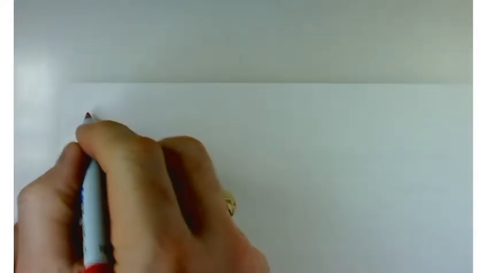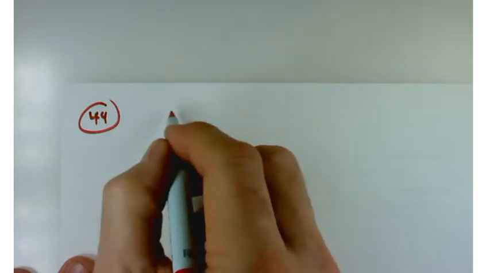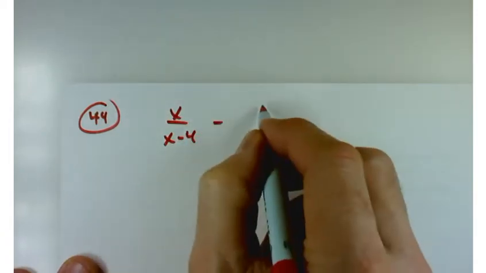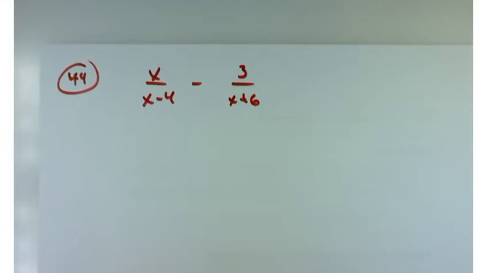Let's move on to adding and subtracting fractions. And actually, the couple examples that we're going to work with are going to be subtraction. Let's start out with problem number 44. X over x minus 4 minus 3 over x plus 6. Can I just subtract these two? Get, say, x minus 3 over, I don't know, negative 4 plus 6? Yeah. All right. No, the answer is no.